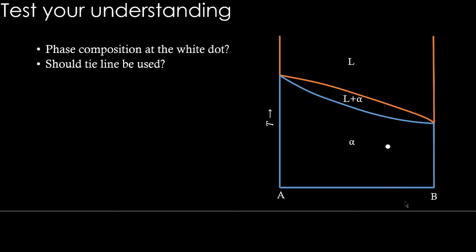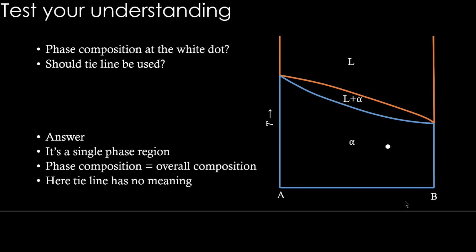Now test your understanding. What is the phase composition at the white dot? Should tie line be used? Pause and think about the answer. Once you are ready with the answers, you play the video and see the answer. It's a single phase region, therefore phase composition is equal to overall composition. So the tie line has no meaning here.